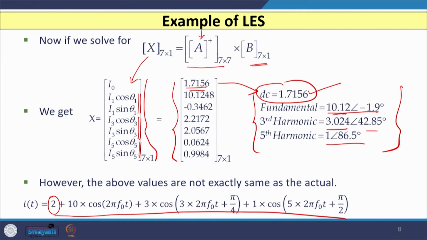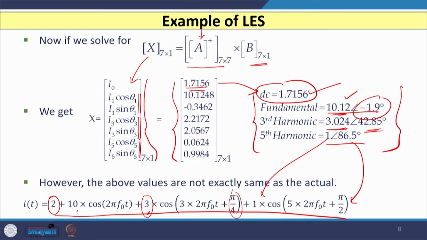Similarly, for the fundamental term the actual magnitude is 10, and you obtain 10.12. The angle is not there in the actual signal, here you are getting some angle. Similarly, for the third harmonic the magnitude is 3.024, you have 3, and the angle is 42, whereas here the angle is pi by 4. And same way for the fifth harmonic the magnitude is 1, but the angle, that is pi by 2 actual value, whereas whatever value you obtained is 86.5. So, these values are not matching.